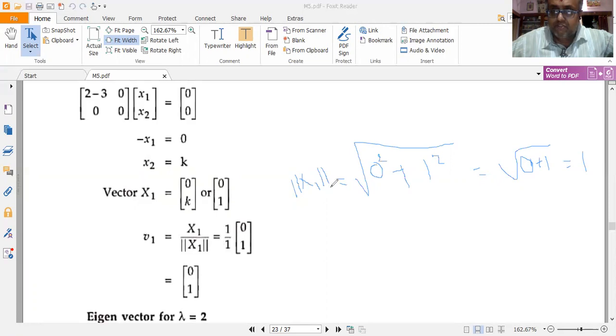Norm of x1 is obtained by taking the square root of the sum of the squares of the elements of that x1 matrix. x1 is 0 1. So square root of 0 square plus 1 square equal to root of 0 plus 1 equal to 1.